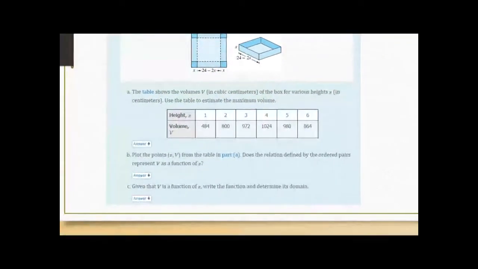So here we have a table. The table shows the volumes in cubic centimeters of the box for various different heights. Use the table to estimate the maximum volume.